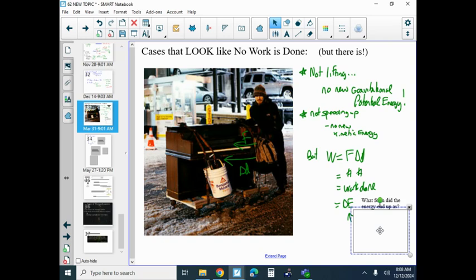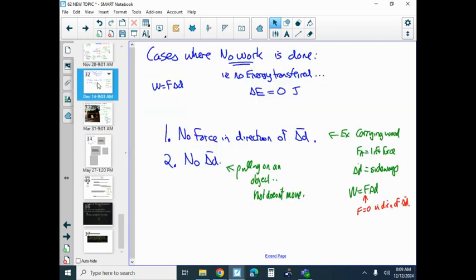Well, it actually dissipates into the universe, kind of thing. It ends up as thermal energy due to friction, right? So where this wheel was pushing on the snow, it would have melted a little bit of the snow there and stuff like that. Like if you rub your hands together, obviously you can feel the thermal energy. So yeah, cases that look like no work is done, but there is. It looks like no work is done because you're not ending up with any new energy that's visible or usable. But we did do work there.